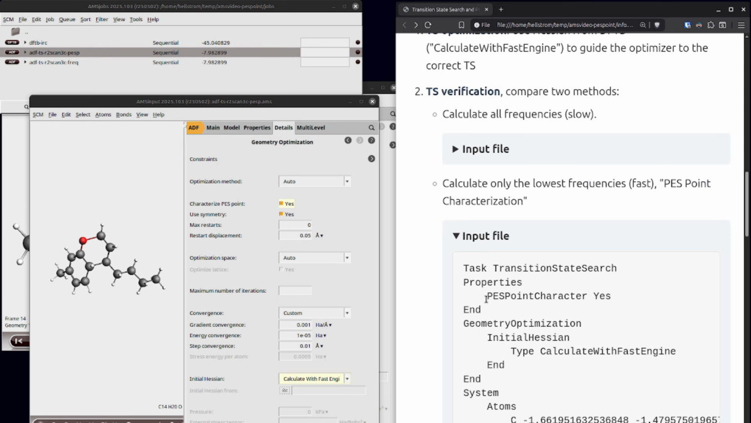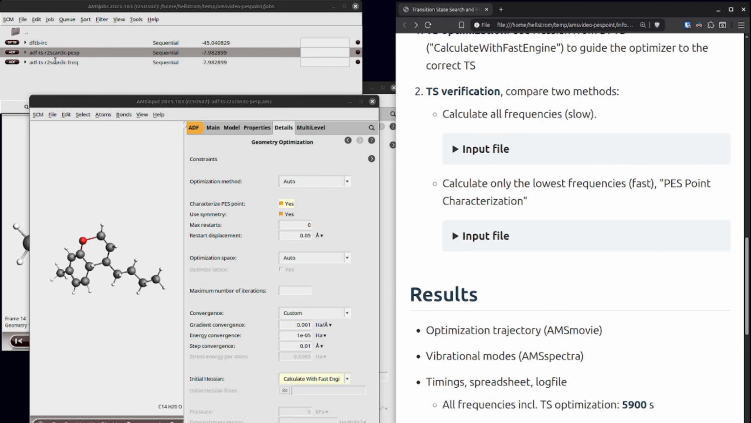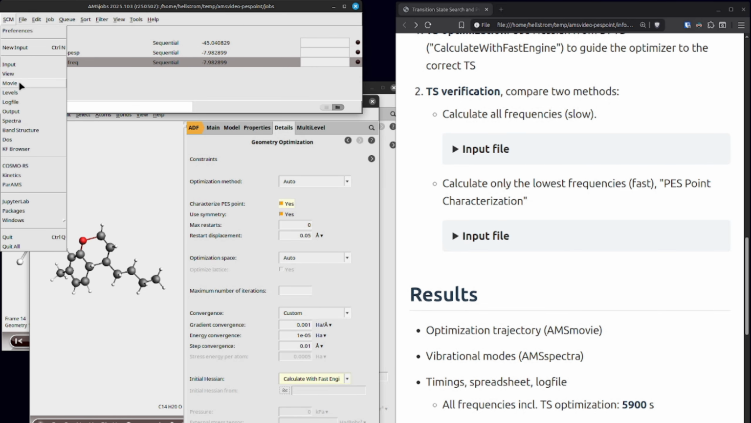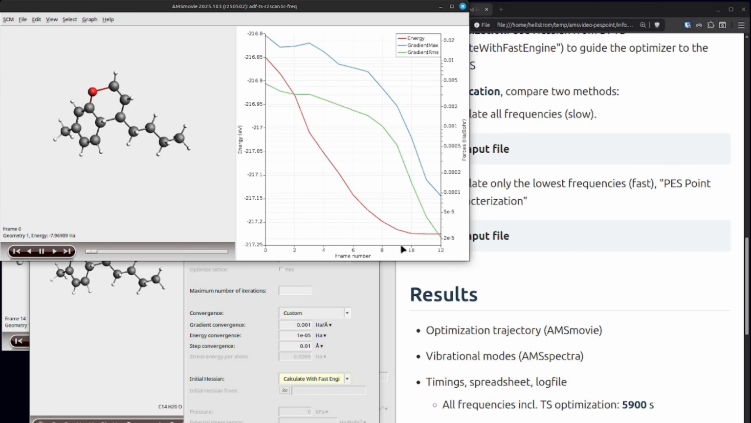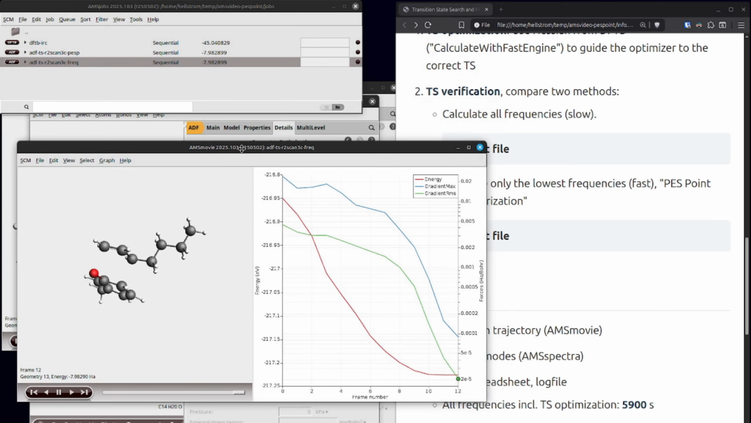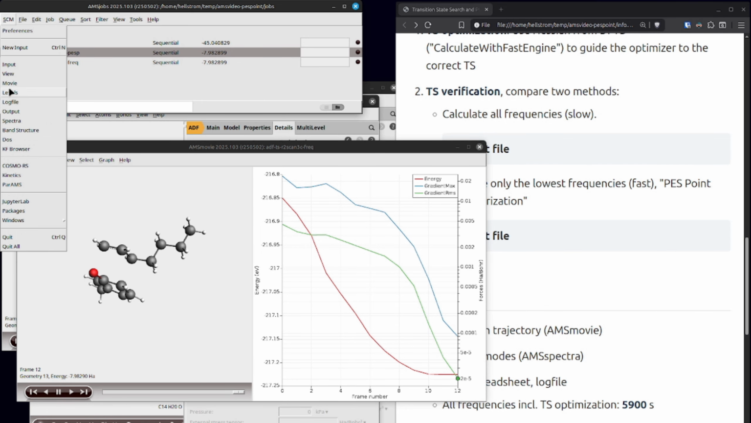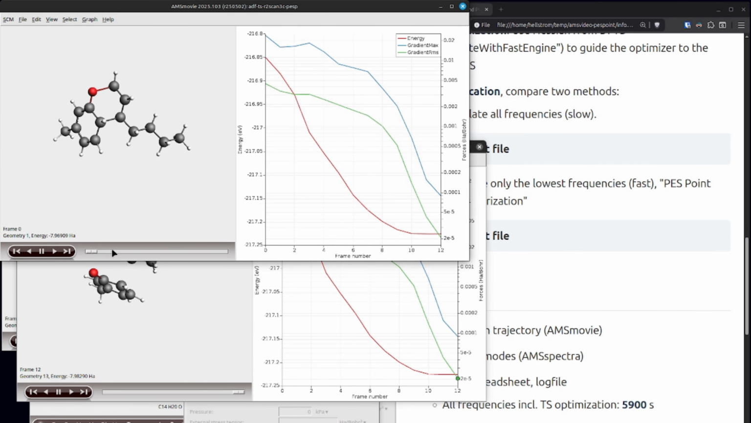Okay, so I ran the job, so let's view the results. So I can open this trajectory in AMS movie. And then we see that it optimizes to a transition state. So this is the optimized transition state. And the first part of this calculation is the same no matter which kind of post-processing I do. So in the case of the PESPointCharacter job, the optimization is exactly the same. So those are the same two transition states.